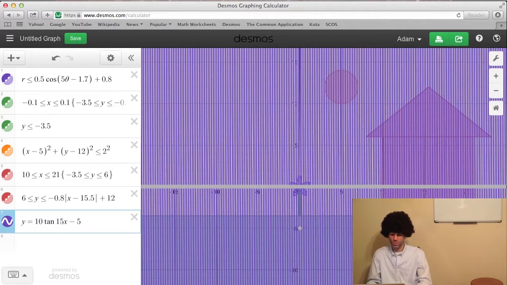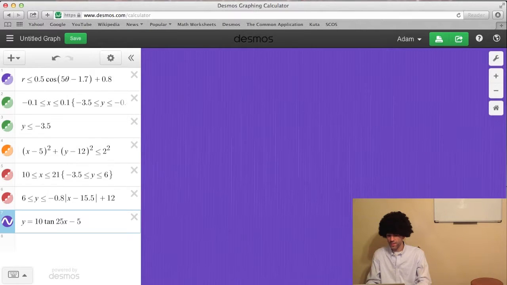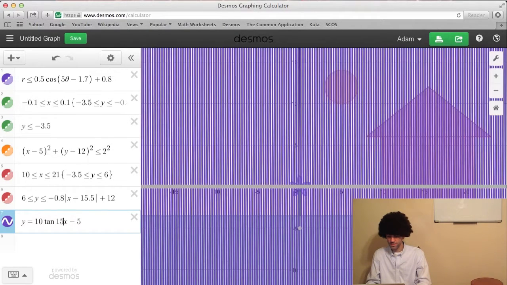Now, the more you do, the more cluttered it's going to get. So if I changed it to 25, it's going to be really hard to see the rest of the picture. So I'm going to go back to 15. And it is filtering out some of the picture, but that's okay. We're about to restrict it.